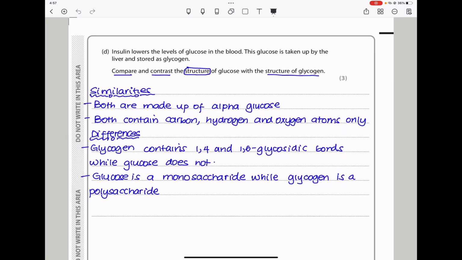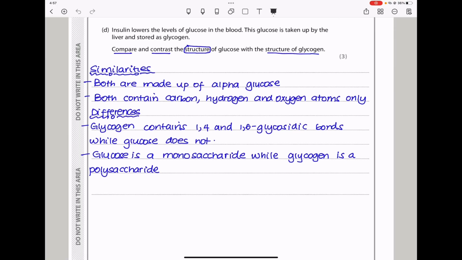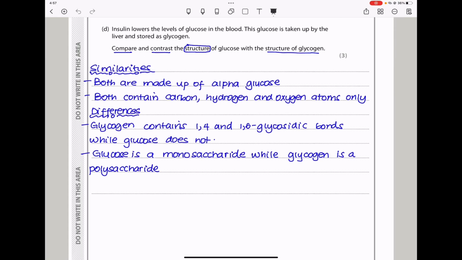For similarities, both are made up of alpha glucose. Also, both contain 3 atoms, which are carbon, hydrogen, as well as oxygen only. The differences are glycogen contains 1,4 and 1,6 glycosidic bonds, while glucose does not. Also, glucose is a monosaccharide, while glycogen is a polysaccharide.